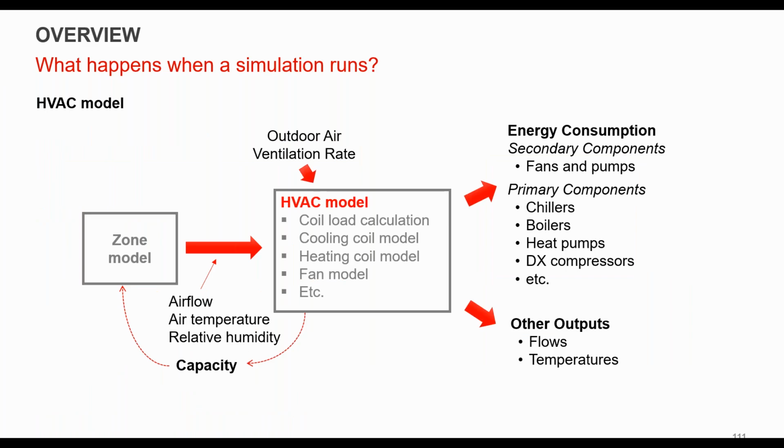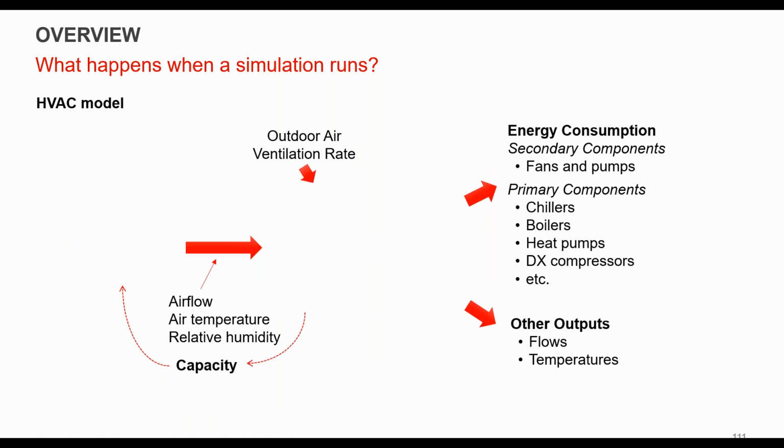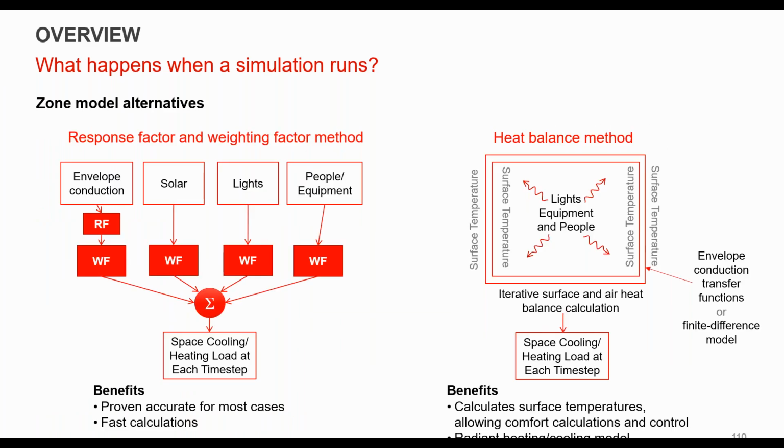Then the next question, Kate asked, what does DO2 use? DO2 uses the response factor weighting factor method on this side. So again, it runs fairly quickly, compared to the one on the right. The right is more typical. That's for EnergyPlus, as an example, which uses heat balance.